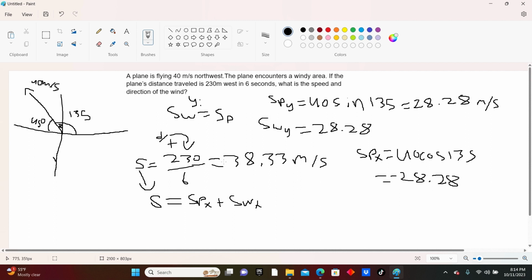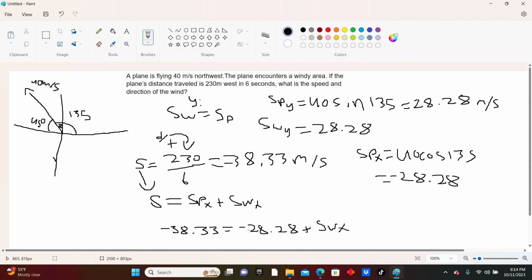It's also important to keep in mind that this is our speed, but because we are including direction, since this is traveling in the west direction, we would be plugging in negative 38.33 for speed. And for the x direction for the plane, we have negative 28.28. So now we plug this into our equation. We have the speed equals negative 38.33, and this equals the horizontal component of the plane speed, which is negative 28.28, and then plus the horizontal component of the wind speed.